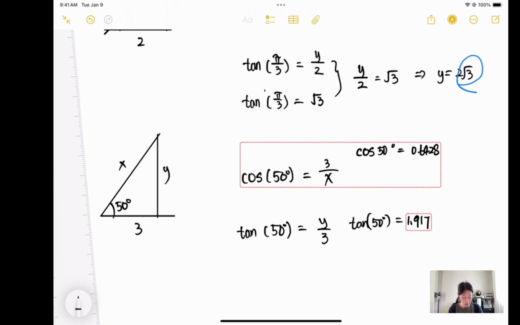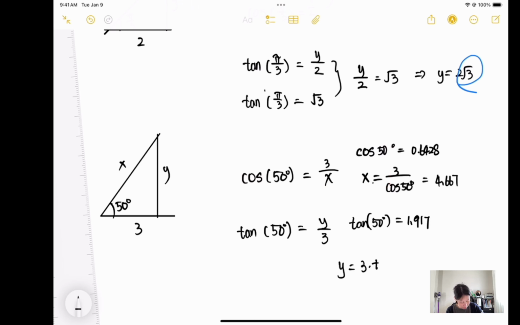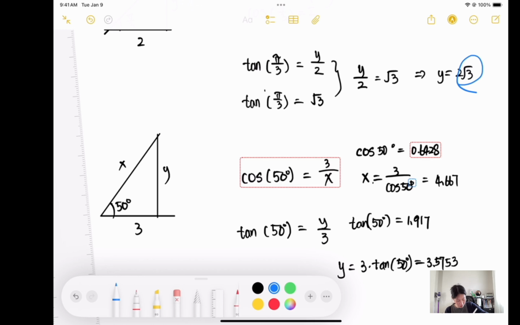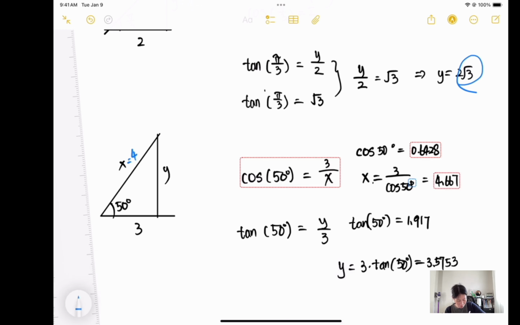So after I copy this down, I can solve for x. X is going to equal 3 divided by cosine 15 degrees, which is equal to 4.667. And our y is equal to 3 times tangent 15 degrees, and this is equal to 0.8038. So that's how we calculate the answer. So x is equal to 4.667, y is equal to 0.8038.